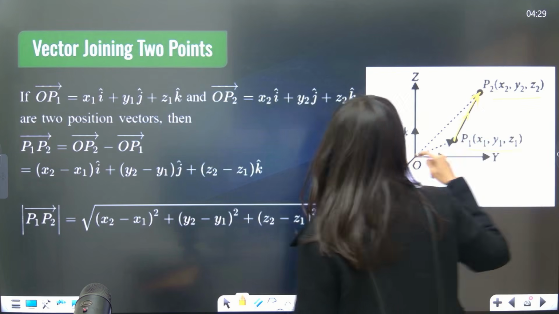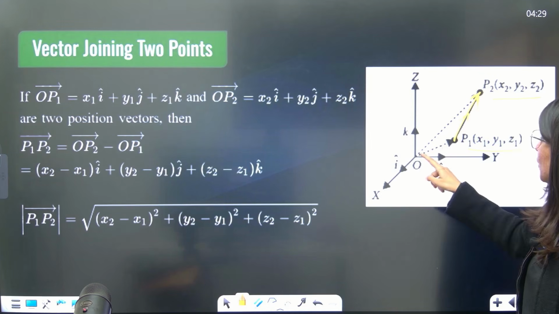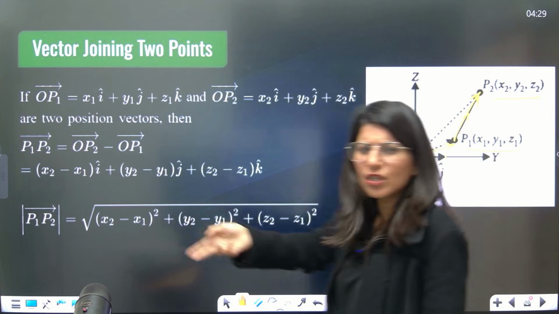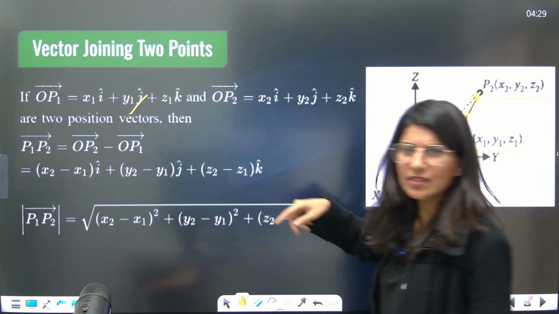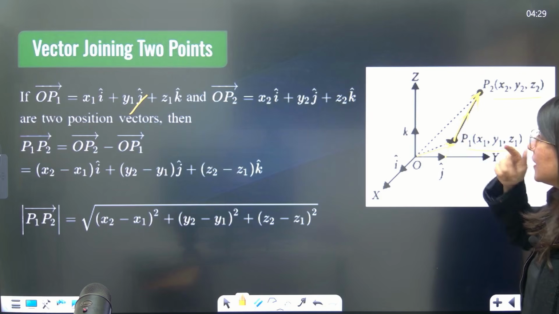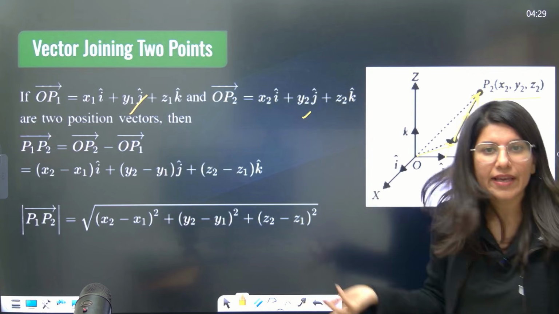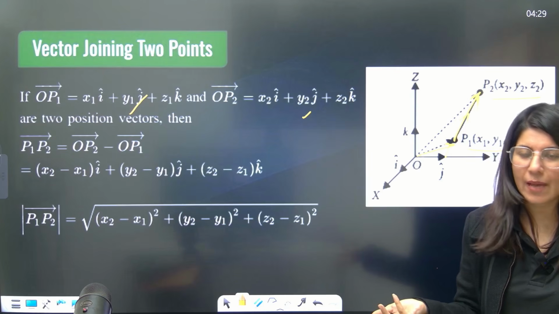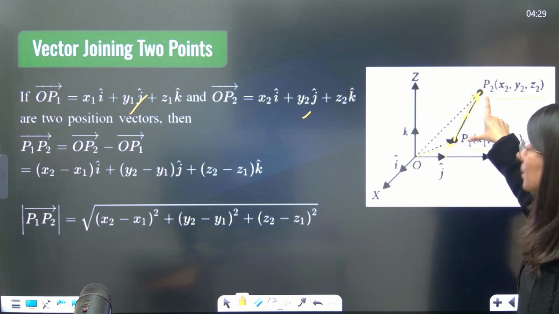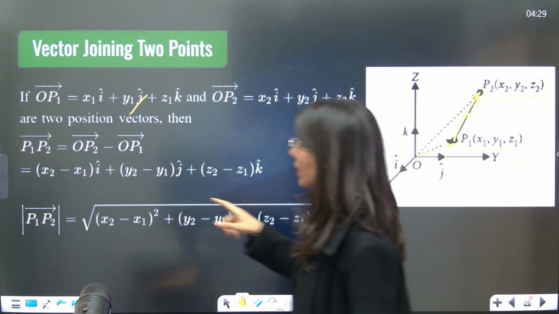First of all, understand what is OP1. OP1 is x1 i cap, y1 j cap, z1 k cap. Similarly, the OP2 vector is x2 i cap, y2 j cap, z2 k cap. But you're not looking for OP1 or OP2. You're looking for the P1P2 vector.